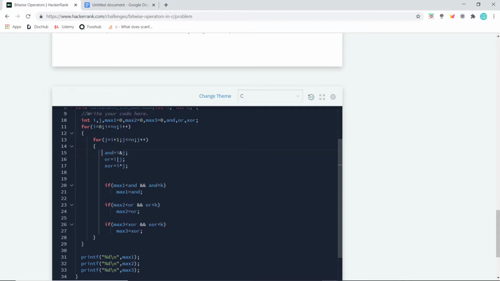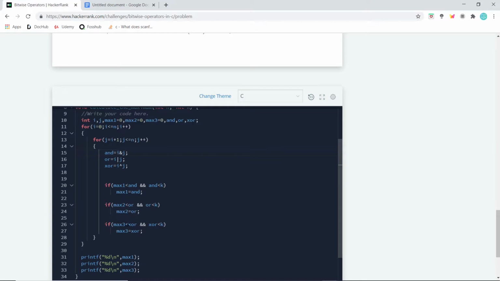Now in the OR if statement, we have similar conditions. If maximum 2 is less than OR, double AND, which is logical AND, OR is less than k. So these two conditions must be satisfied. Let's say the value of OR comes out to be 4. So 4 is greater than maximum 2, which is 0 currently, and 4 is also less than 5. Here we supposed the value of k is 5. So this will be replaced. Maximum 2 will be replaced by the value of OR.